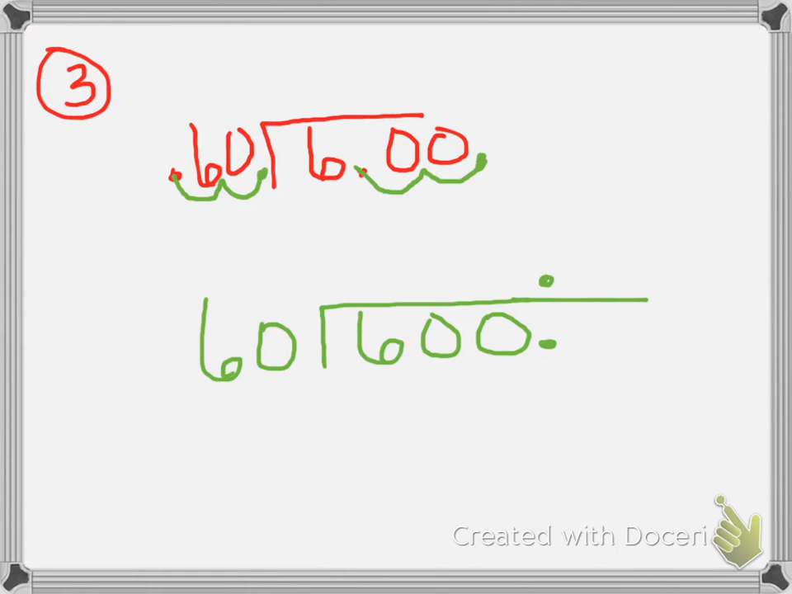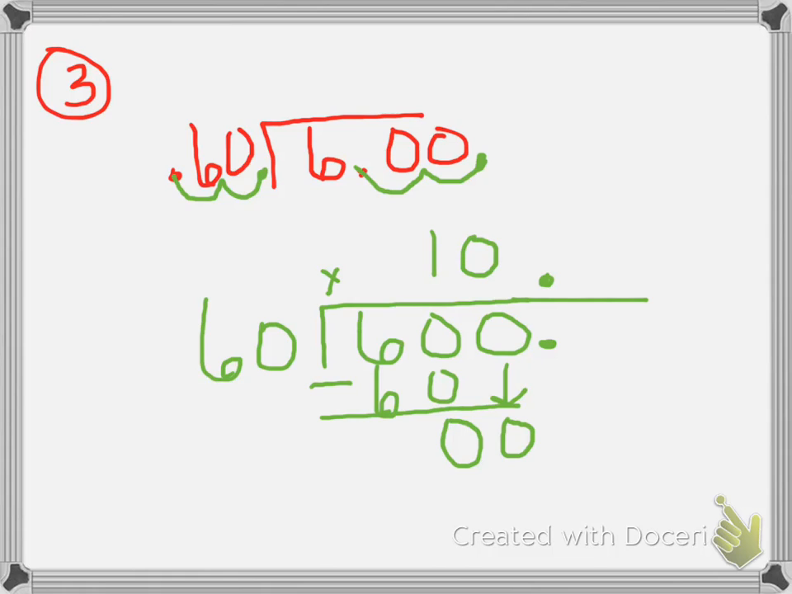I'm going to bring my decimal straight to the top. 60 will go into 60 one time. 1 times 60 is 60. 60 minus 60 is 0. We'll bring down the 0. 60 will go into 0 times. 0 times 60 is 0, leaving us with 0. So, to answer your question, George would be able to buy 10 candy bars.